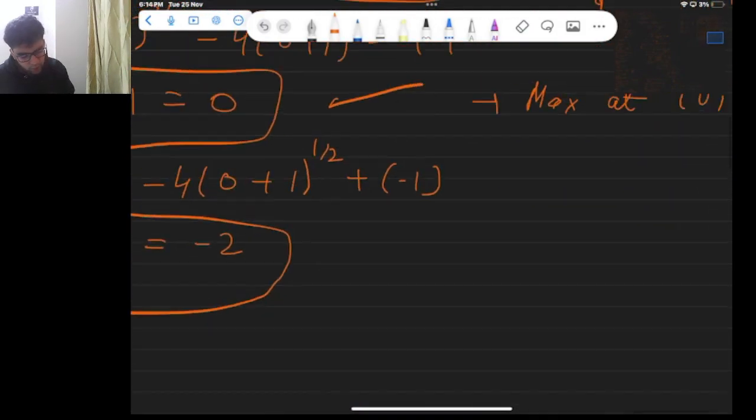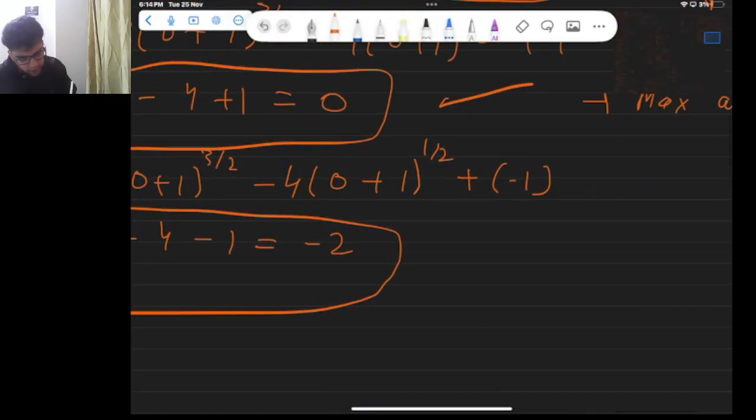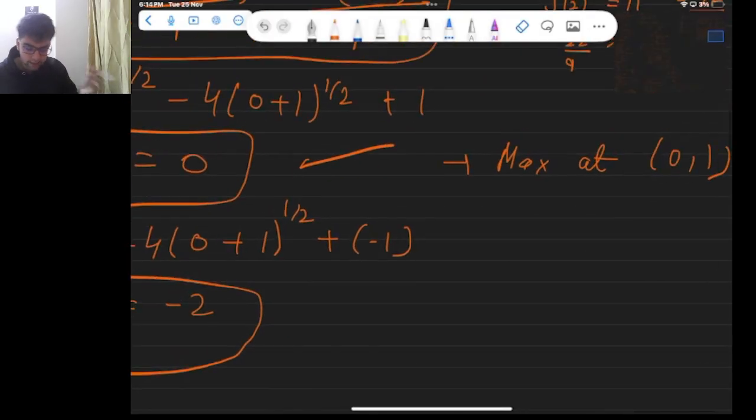And this is negative 2. So this is automatically rejected. This cannot be our min, because this is obviously equal to negative 2, and we have values here which are less than negative 2 also.